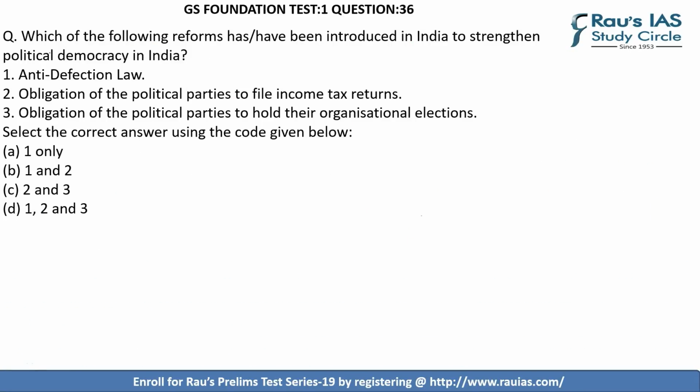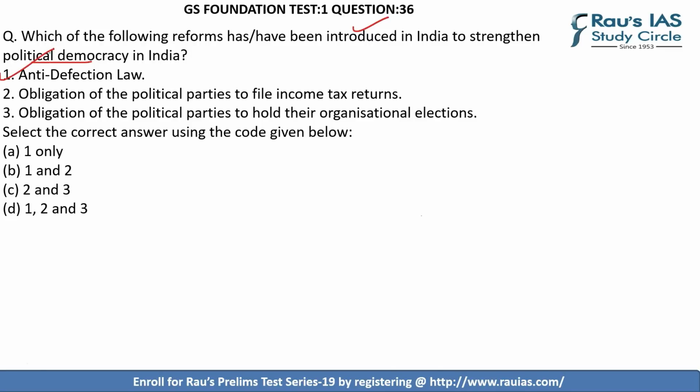Question number 36 contains 3 statements, and we need to identify which among them are reforms that were introduced to strengthen the political democracy in India. Now let's directly jump to the statements. The first one says anti-defection law.